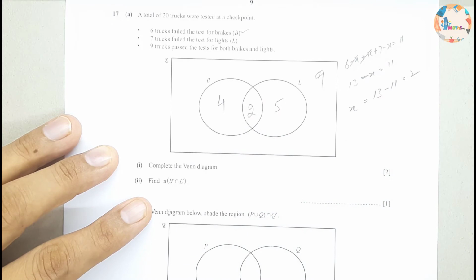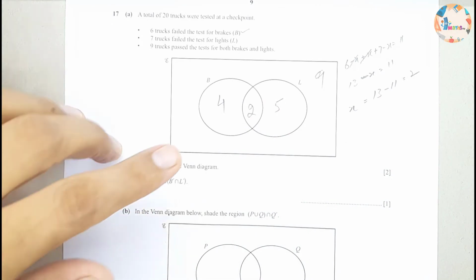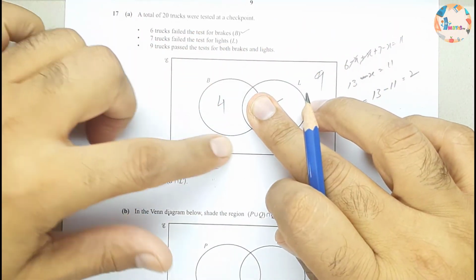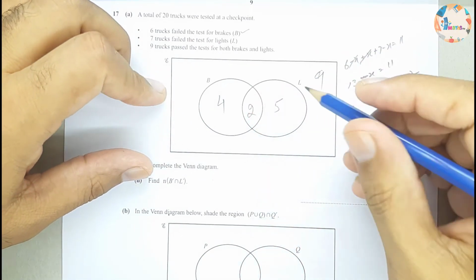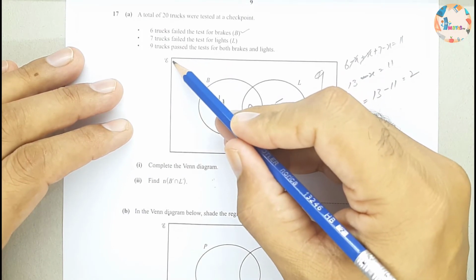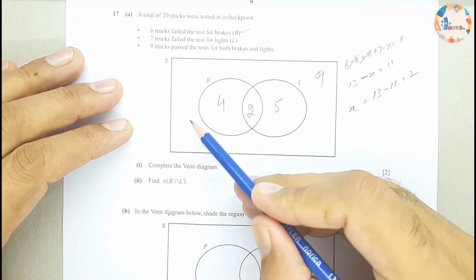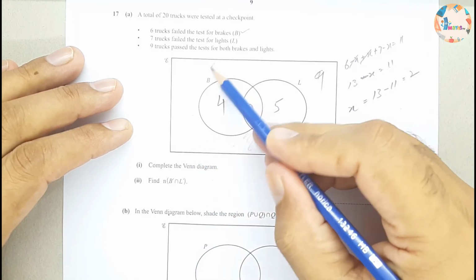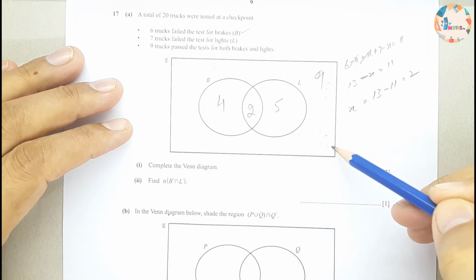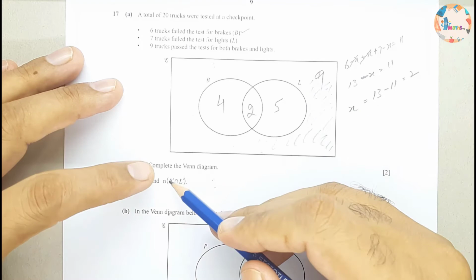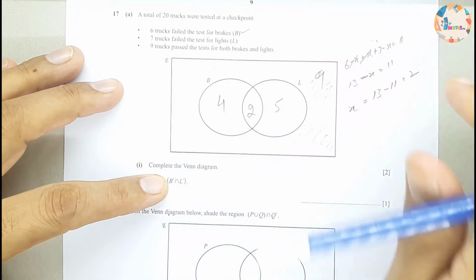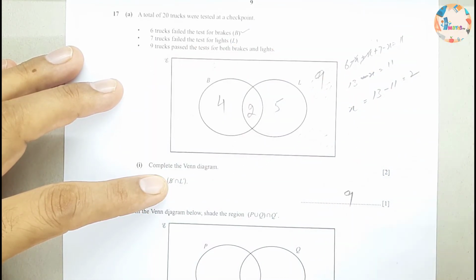So n of B complement, B complement will be this whole section, and L complement will be this whole section, and this outer portion will be the intersection. So if I shade this one for intersection, basically this portion will be the intersection of B complement intersection L complement. So we can write the answer as 9, because this is 9.